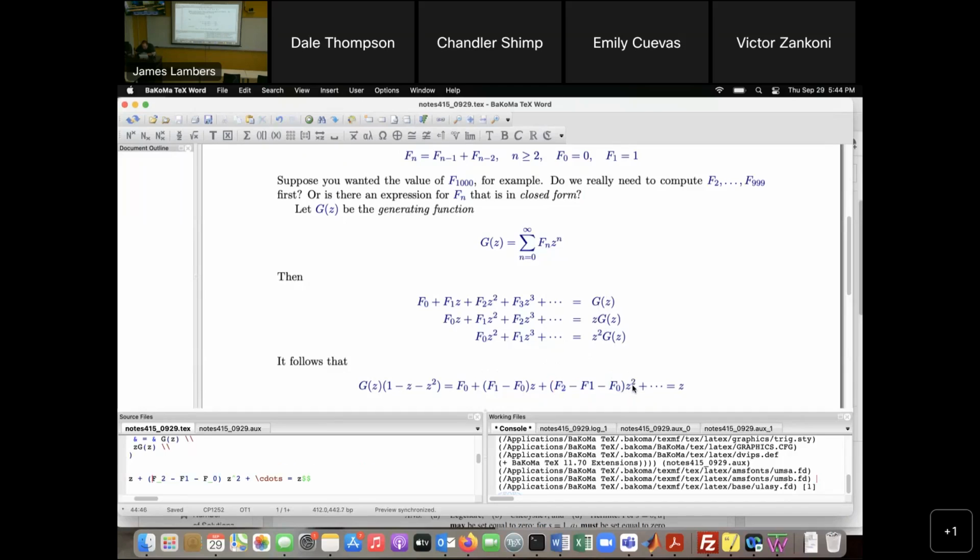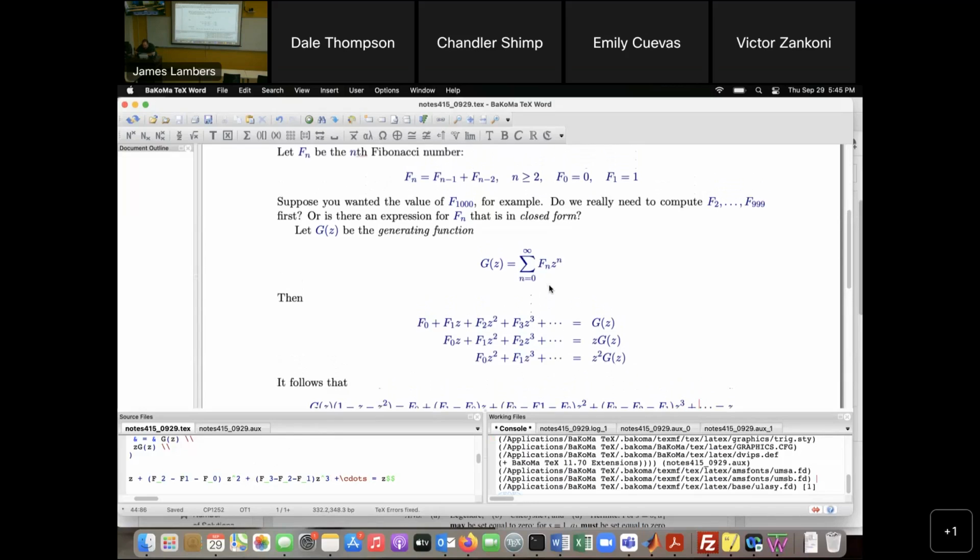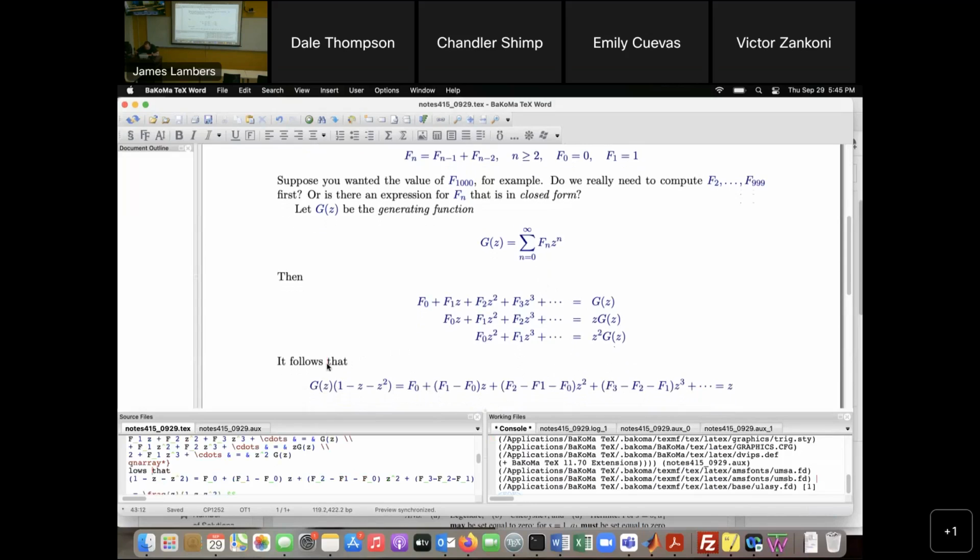And actually, I'll write out the z cubed term also. That would be f3 minus f2 minus f1 times z cubed. Well, that is also 0 because f3 is equal to f2 plus f1.